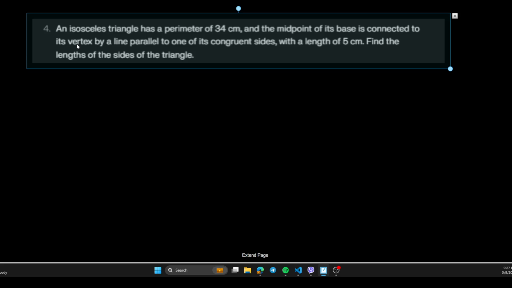An isosceles triangle has a perimeter of 34 centimeters, and the midpoint of its base is connected to its vertex by a line parallel to one of its congruent sides with a length of 5 centimeters. Find the length of the sides of the triangle.